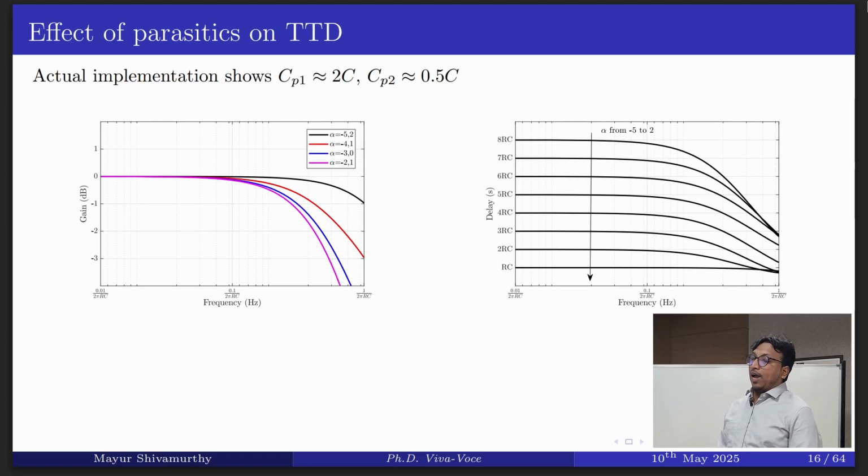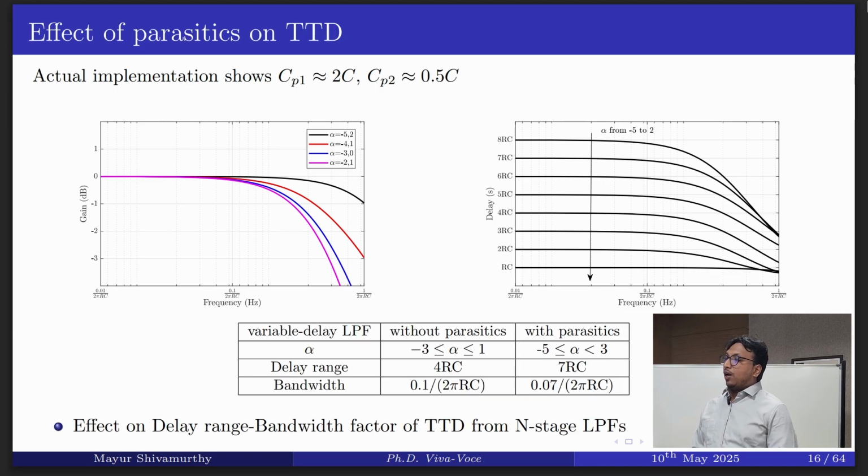So this is the gain and the delay plots of the low pass filter in the presence of the parasitic capacitances. The actual implementation shows that CP1 is almost 2 times of C and CP2 is equal to 0.5 times of C. So when we compare this response with the ideal nature, one can see that though in the presence of the parasitic capacitances the delay range of the TTD has been improved, it has affected the 3 dB bandwidth of the filter.